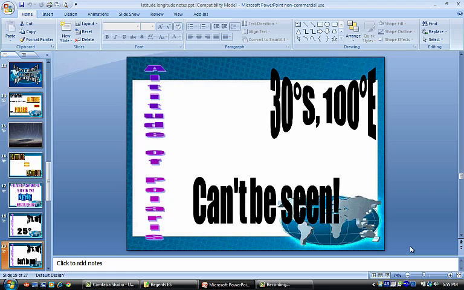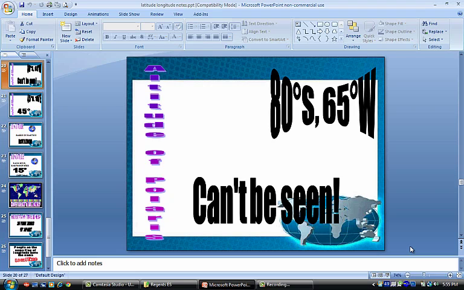Now, if our location is 30 degrees south and 100 degrees east, we cannot see Polaris because Polaris is not visible in the southern hemisphere. Very important to remember. Also, if we're at 80 degrees south and 65 degrees west, we're still in the southern hemisphere, so Polaris cannot be seen.